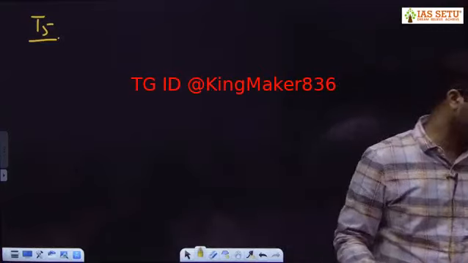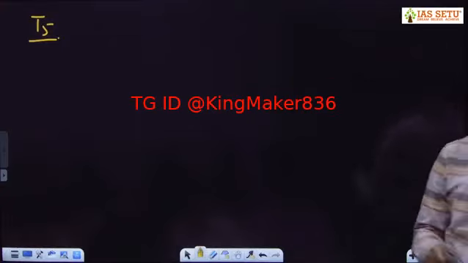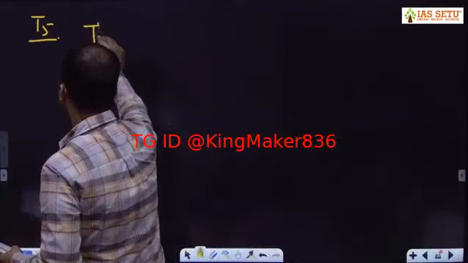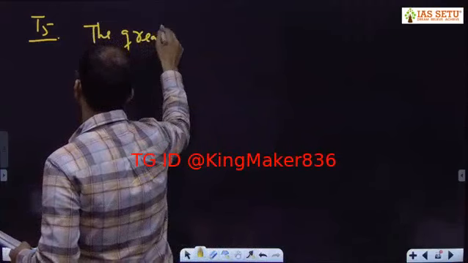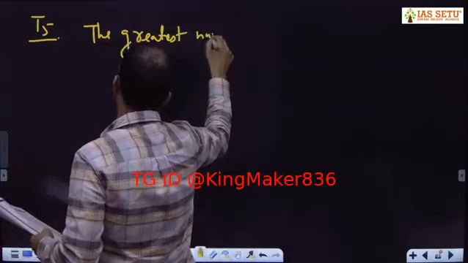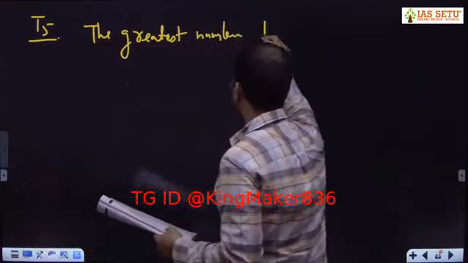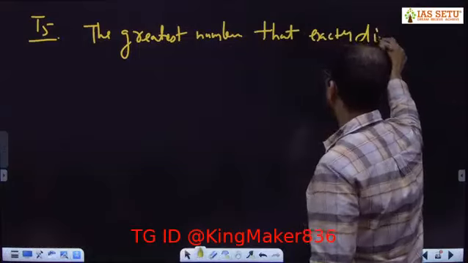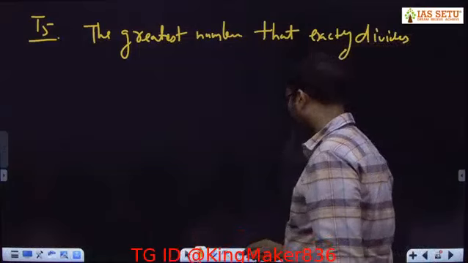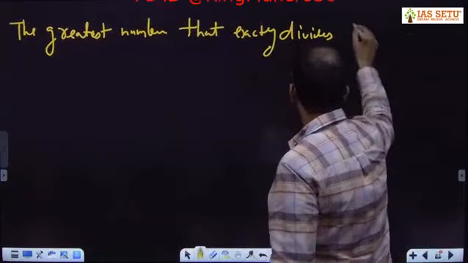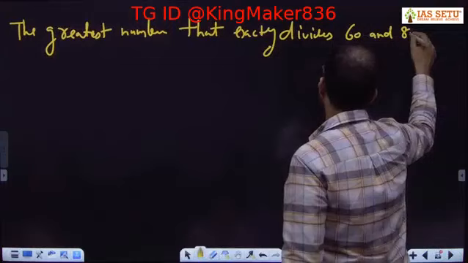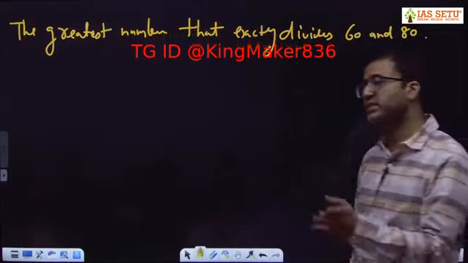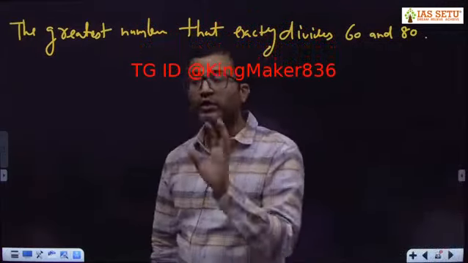Now what is type 5 here? I write the question on the board. The question here is: the greatest number that exactly divides 60 and 80. Okay, the greatest number that exactly divides 60 and 80. So what do students get confused about?